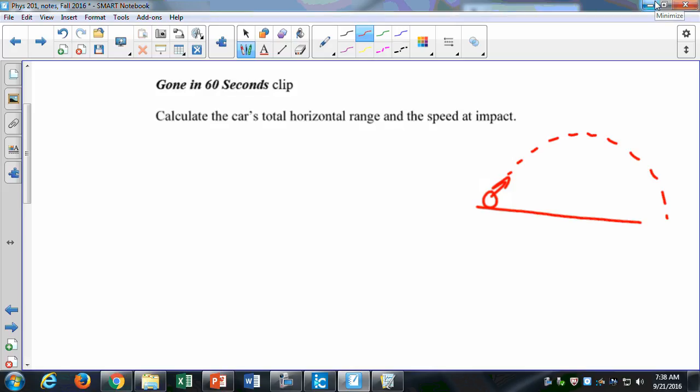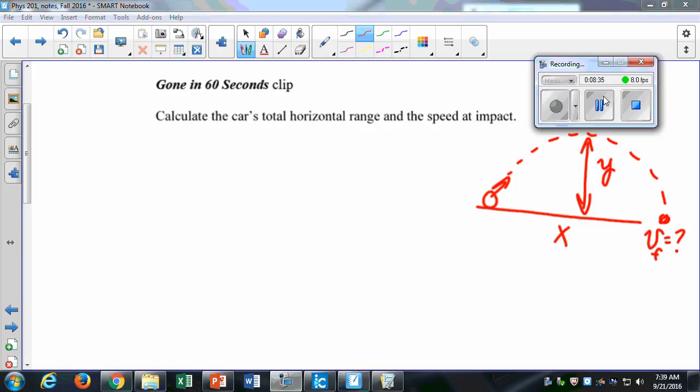And as we watch it, we need two pieces of information in order to figure out both his x range and his maximum y. We can figure out both of those. I also want to know what is his speed at impact. What is v final equal to? Okay, I need two pieces of information. So as we're watching the clip, think about what those two pieces of information are, and then you can see them in the clip too. See if you can pick them out. Okay.